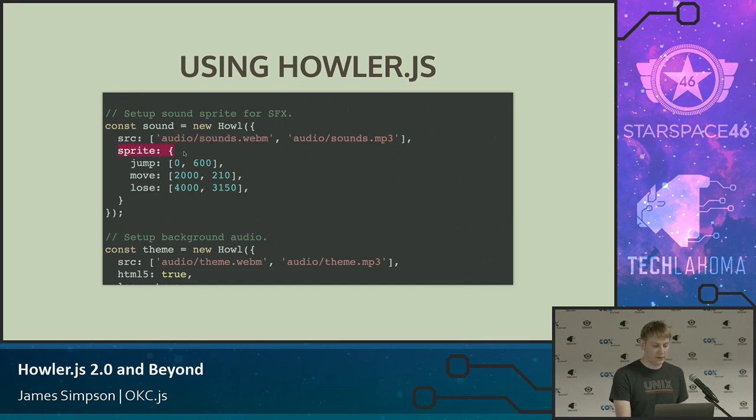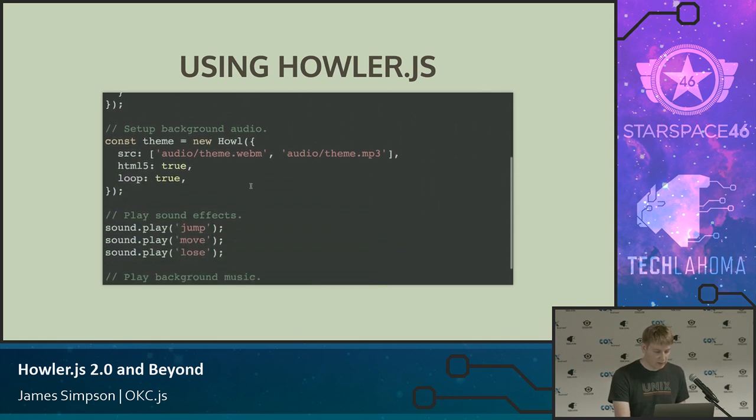So then we're also defining our sprite here. So in Howler, you just define it as an object. You can name each of your sound files, and then it's just an array with the first element is the start position in the audio file, and then the second one is the duration. So that just sort of maps out your audio file, and then you can play each of those individually.